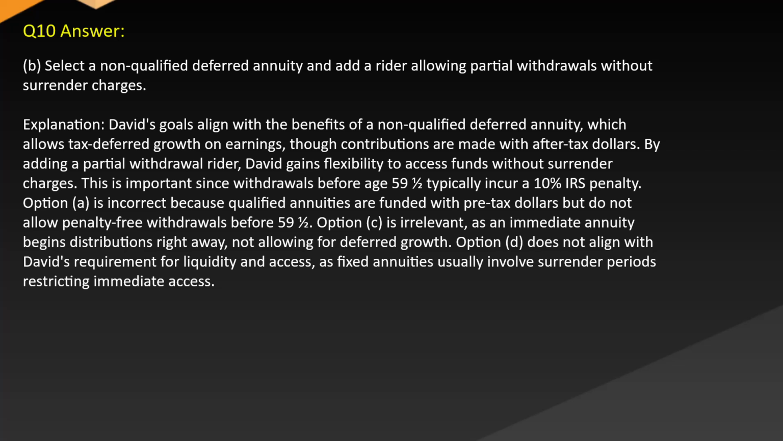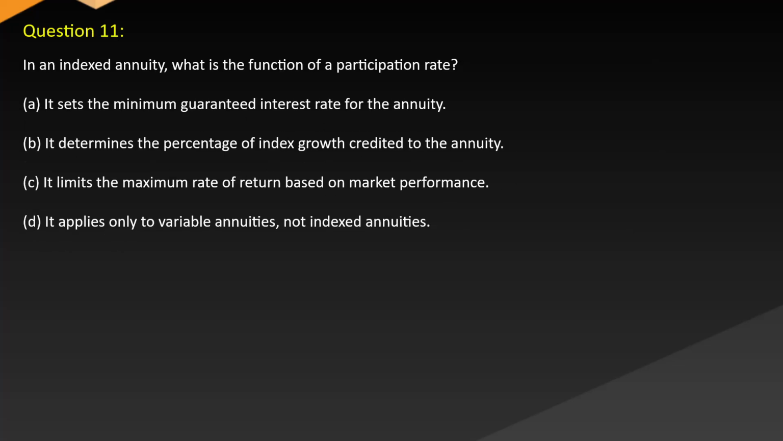Option A is incorrect because qualified annuities are funded with pre-tax dollars but do not allow penalty-free withdrawals before 59½. Option C is irrelevant as an immediate annuity begins distributions right away, not allowing for deferred growth. Option D does not align with David's requirement for liquidity and access, as fixed annuities usually involve surrender periods restricting immediate access. Question 11. In an indexed annuity, what is the function of a participation rate?